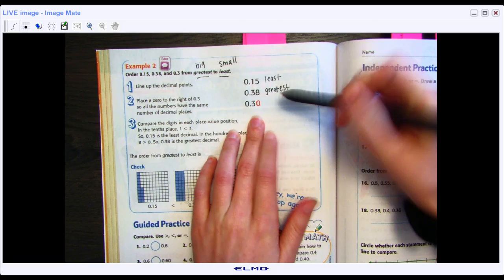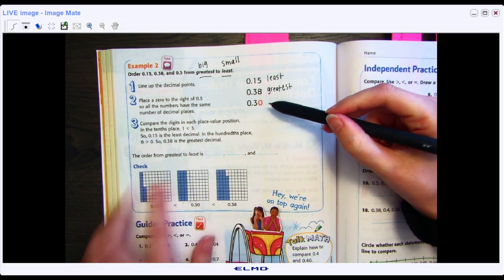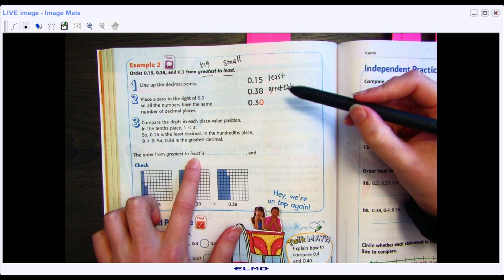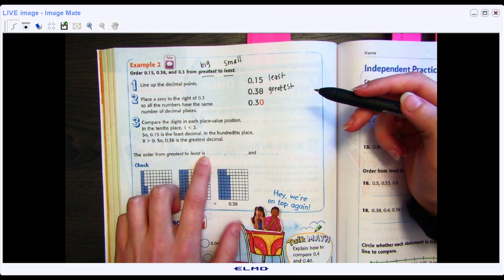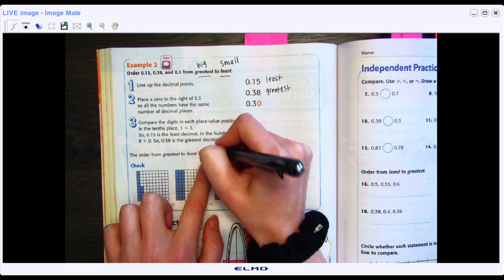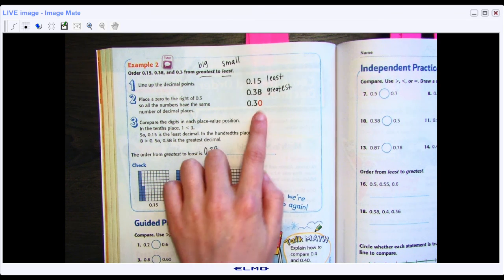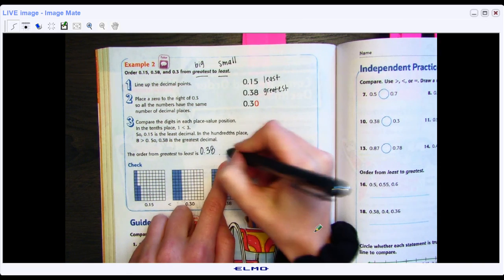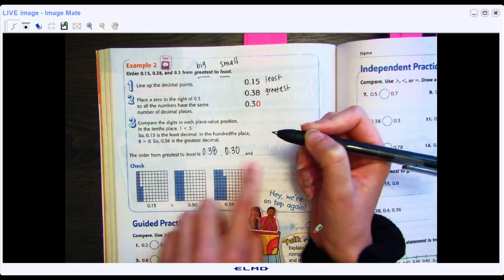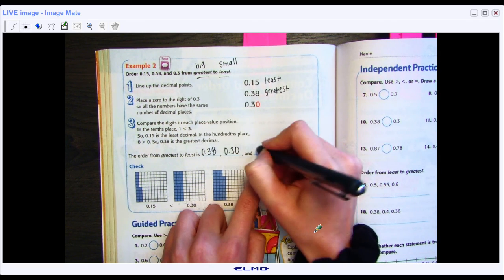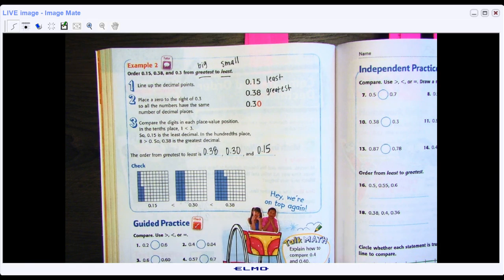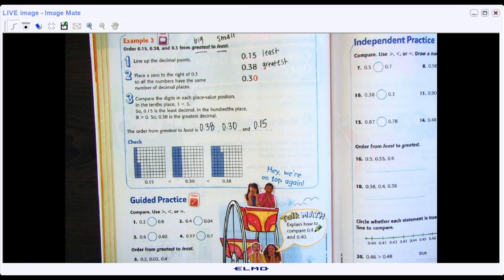And the 30 hundredths just comes in the middle. So when we order these from greatest to least, the biggest one comes first. So that's 38 hundredths. 30 hundredths comes in the middle because it was not the least or the greatest. And then the least one, the smallest one, was 0.15 or 15 hundredths.